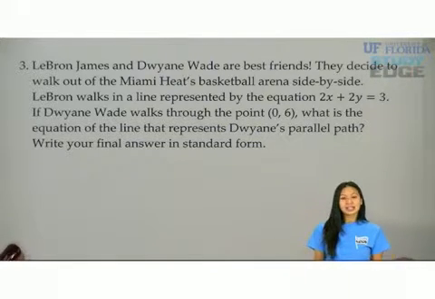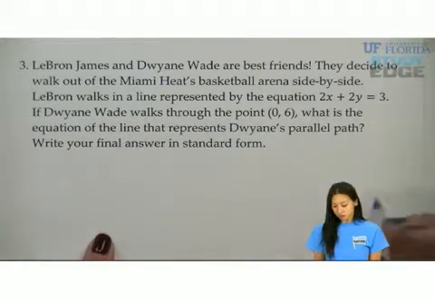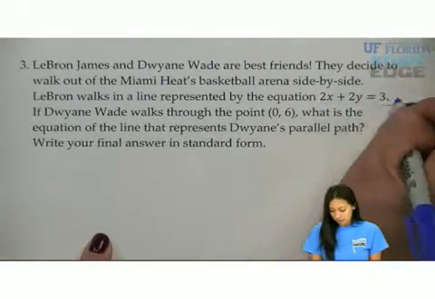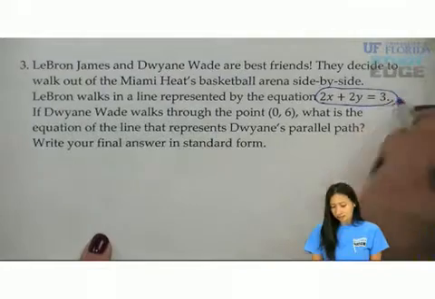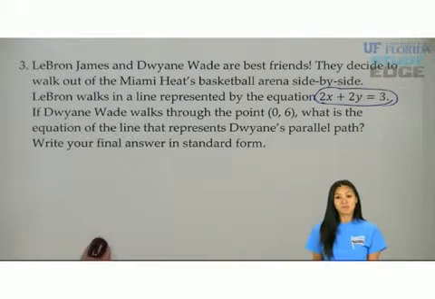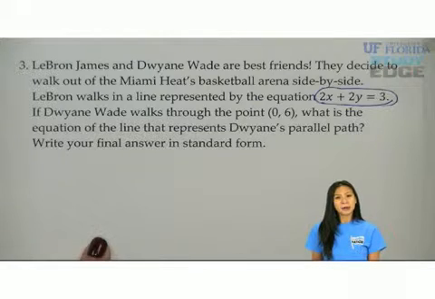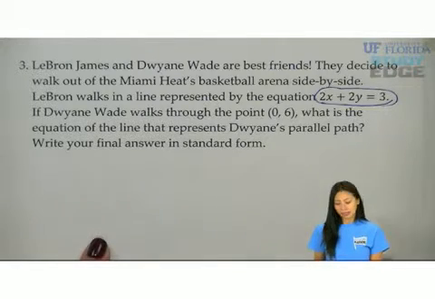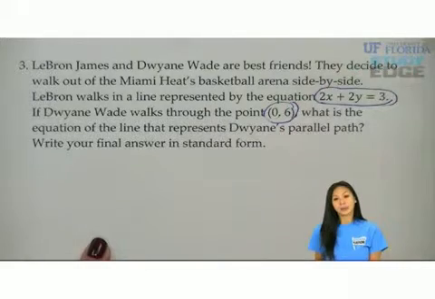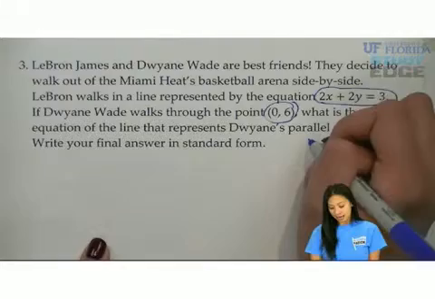Let's look at the important information. We know that LeBron walks in a line that's represented by this equation. Now, Dwayne Wade walks through the point (0, 6). So that's a point. I want Dwayne's parallel path.